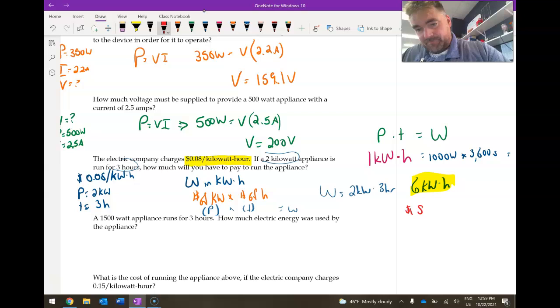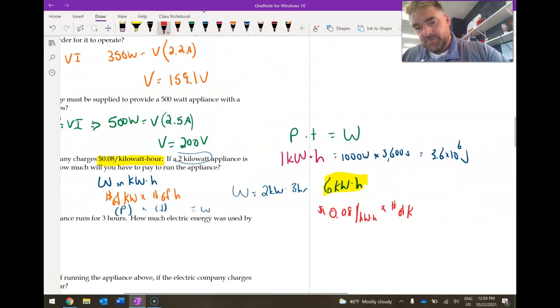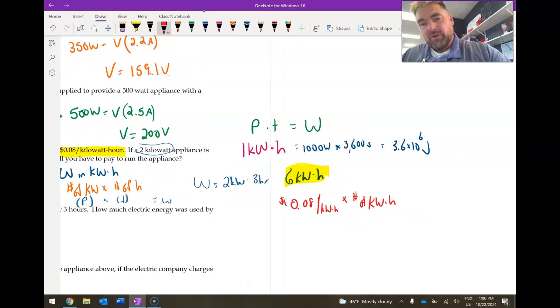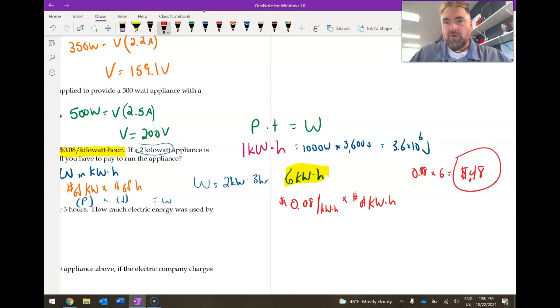you're going to do 8 cents per kilowatt hour, and then we're going to multiply that by the number of kilowatt hours. And so what I would do here, I would say, oh, okay, I'm going to go 0.08 times 6. And so it's going to end up costing me 48 cents in order to run that thing.